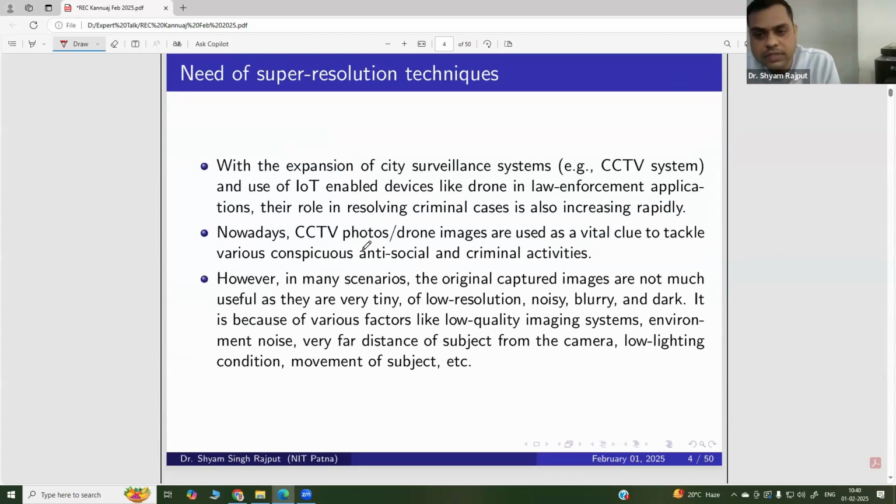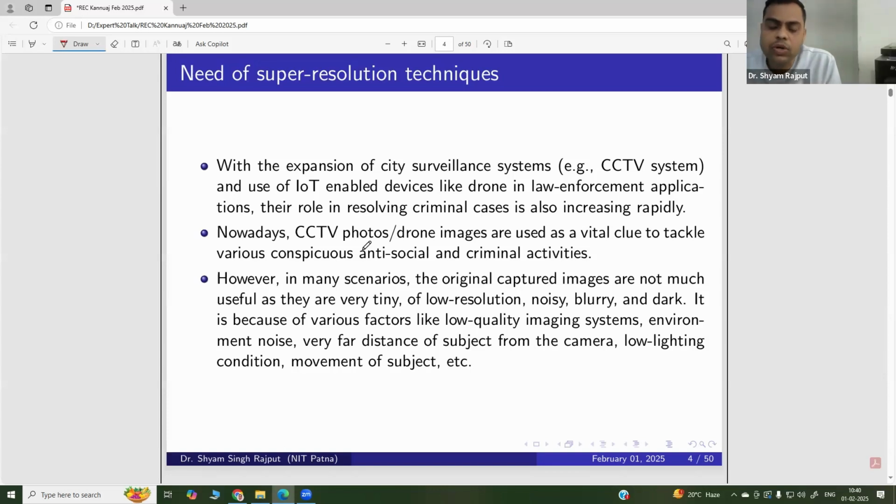With the expansion of city surveillance systems and the use of IoT-enabled devices like drones in law enforcement applications, their role in resolving criminal cases is also rapidly increasing. As we all know, in today's world, 99% of criminal cases are solved based on the CCTV footage and the images which are captured by the drone.